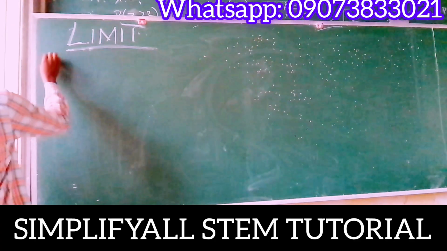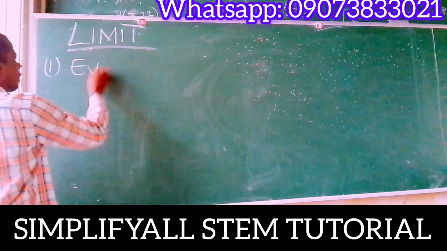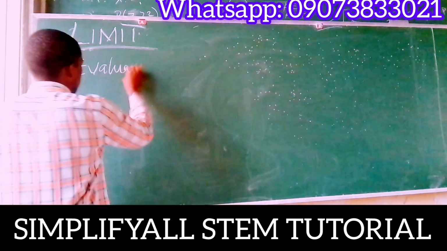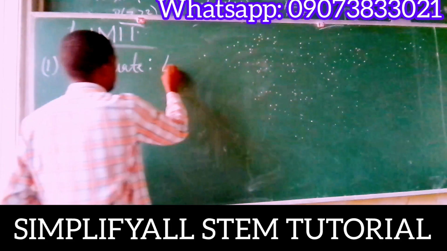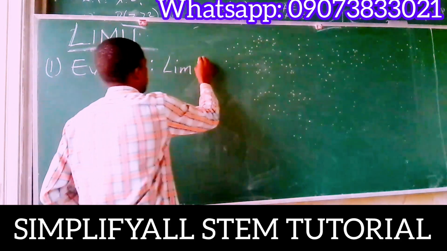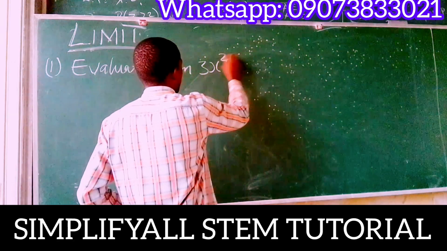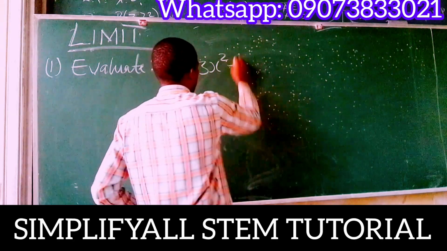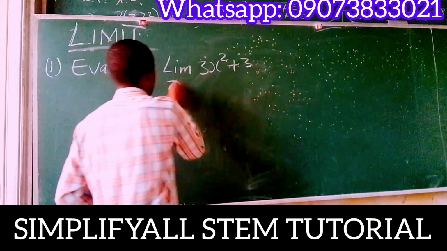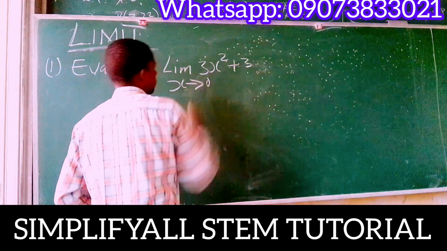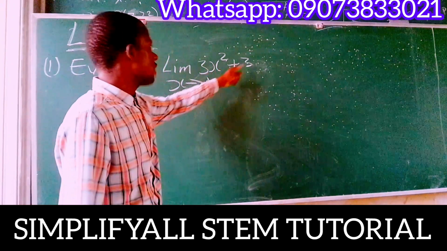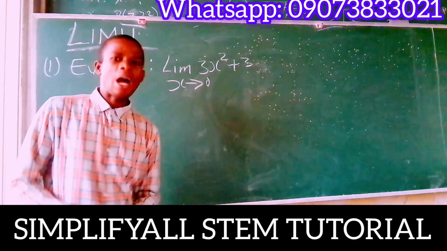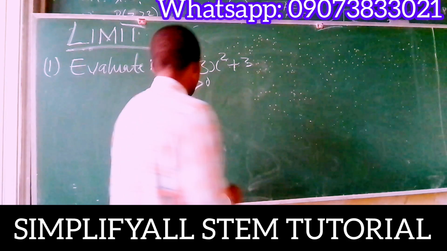Number 1, they say we should evaluate the limit of 3x squared plus 3 as x tends to 0. Now we want to evaluate this limit of 3x squared plus 3 as x tends to 0. How are we going to evaluate it? Let's look at it. Solution.